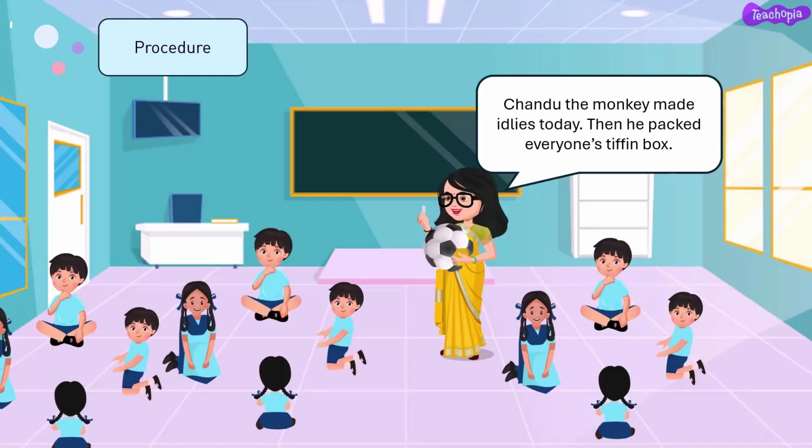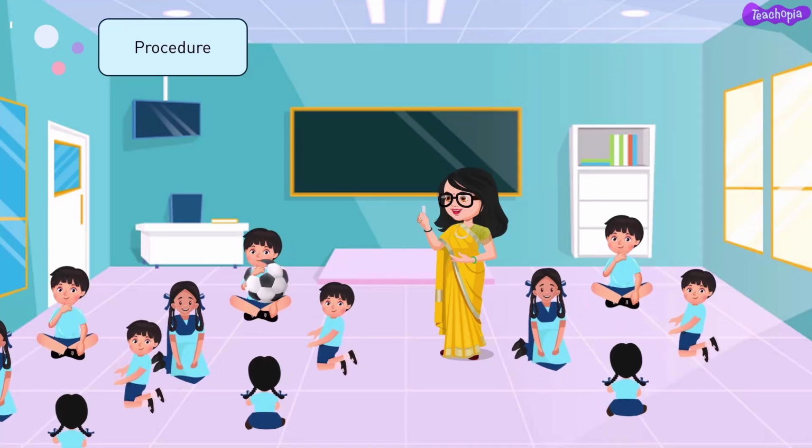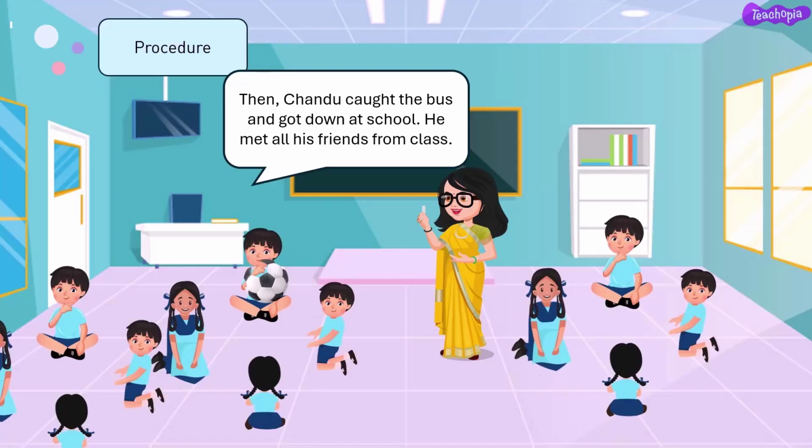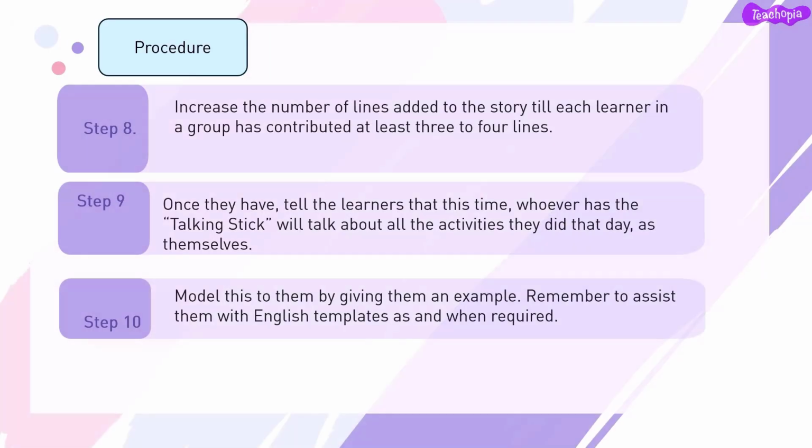Chandu, the monkey, made idlis today. Then he packed everyone's tiffin box. Then Chandu caught the bus and got down at school. He met all his friends from class. Increase the number of lines added to the story till each learner in a group has contributed at least 3 to 4 lines.